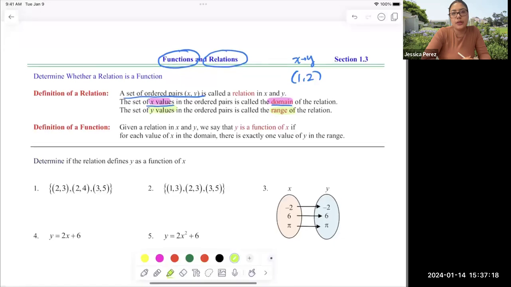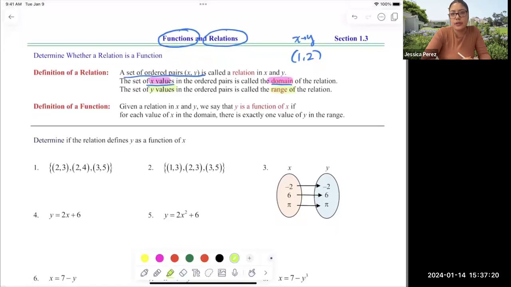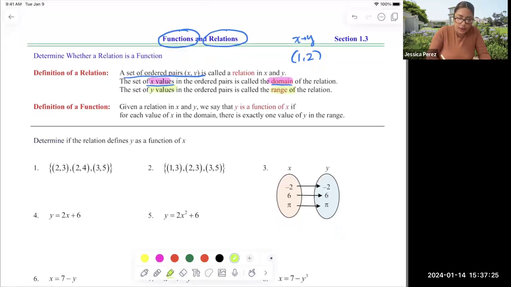Now, what's the difference between a relation and a function? Given a relation x and y, we say that y is a function of x if, and this is key, for each value of x, there is exactly one y.